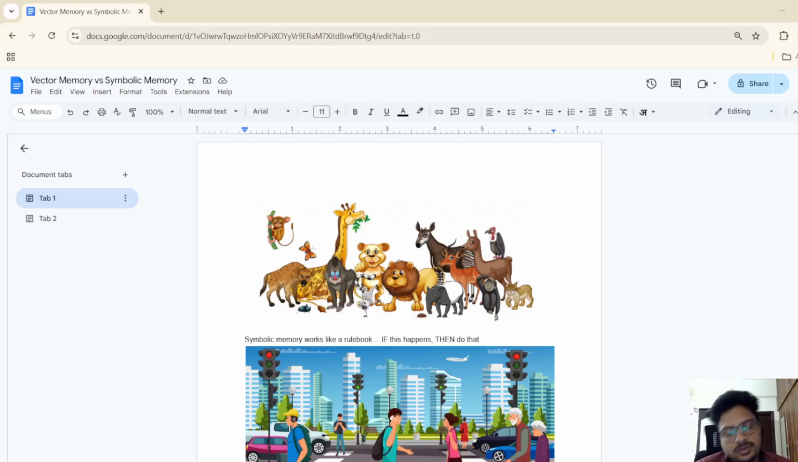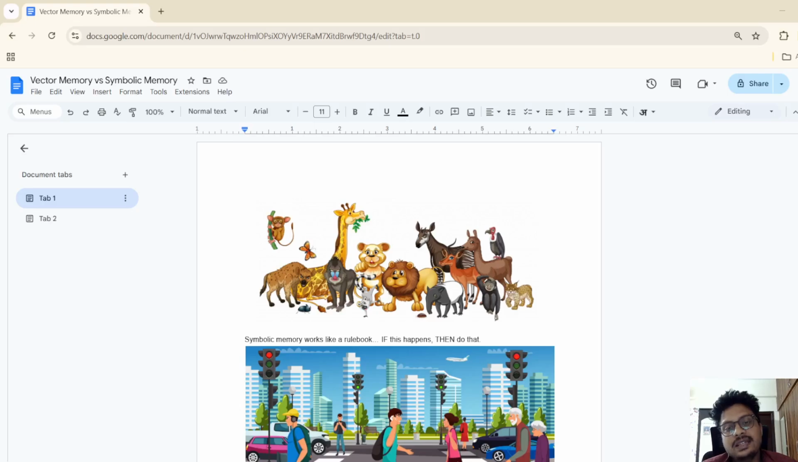Okay, suppose, imagine a school exam answer sheet. Suppose in the answer sheet there is a question: what is the capital of France? By seeing that, we can say France's capital is Paris. So that is the symbolic memory. We know how symbolic memory works.